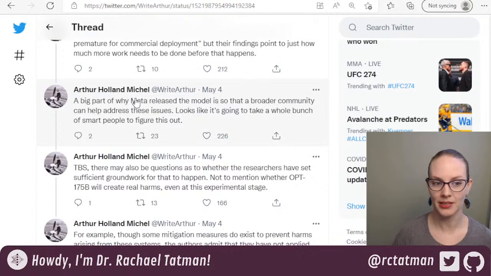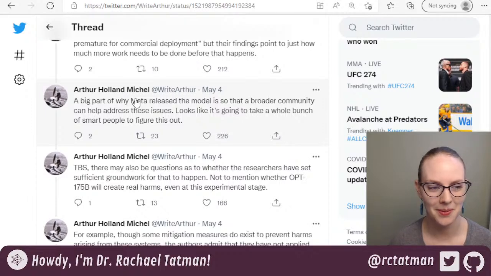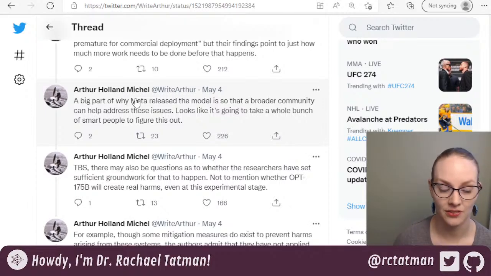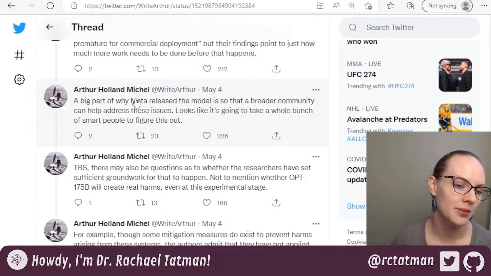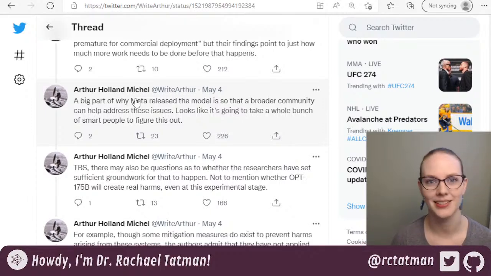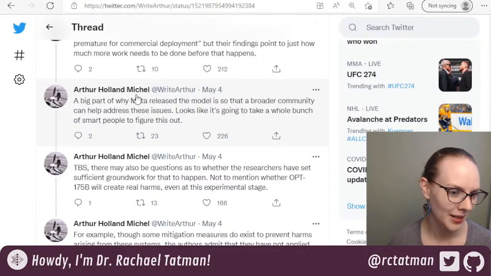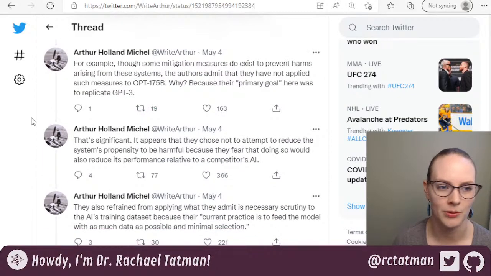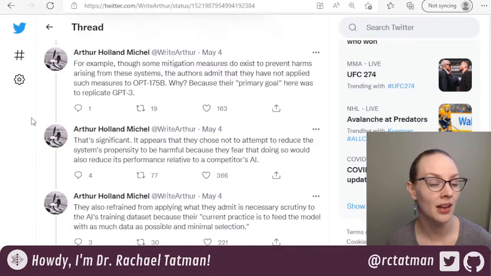A big part of why Meta released the model is so that a broader community can address these issues. Looks like it's going to take a whole bunch of smart people to figure this out. Maybe. That's why they said they released it. To be sure, there may also be questions of whether the researchers have set sufficient groundwork for that to happen, not to mention whether OPT 175B will create real harms, even at this experimental stage. I'm positive it will. For example, even though some mitigation measures do exist to prevent harms rising from these systems, the authors admit they have not applied such measures to OPT 175B.